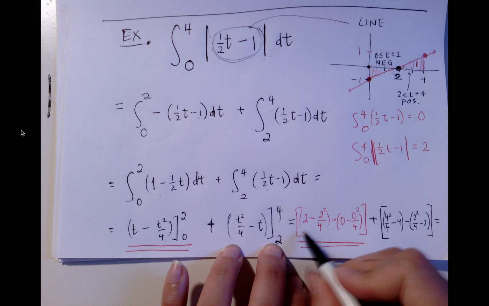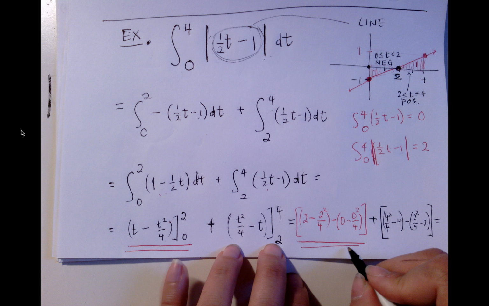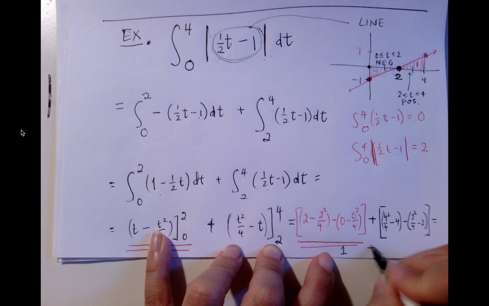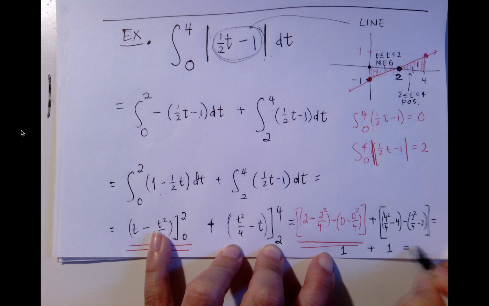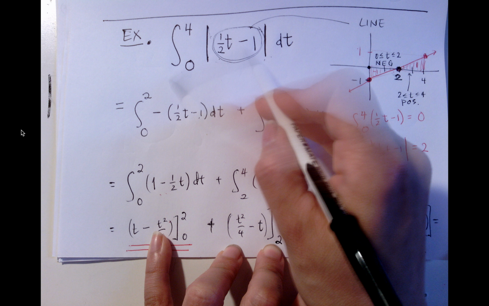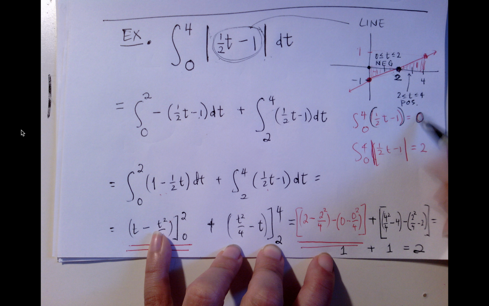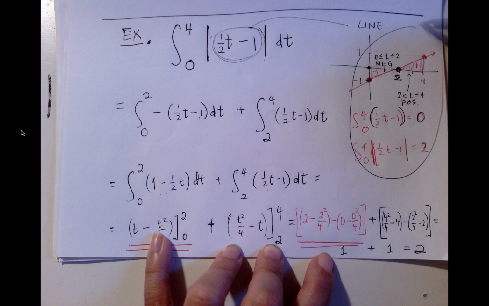So here I get 0, or 2 minus 1, which is 1, right? So this is 1 plus, and then this also gives me 1. So I get 2 for the integral of the absolute value. And if I don't have the absolute value, I get 0 for my integral. And that's what we expected from the picture.